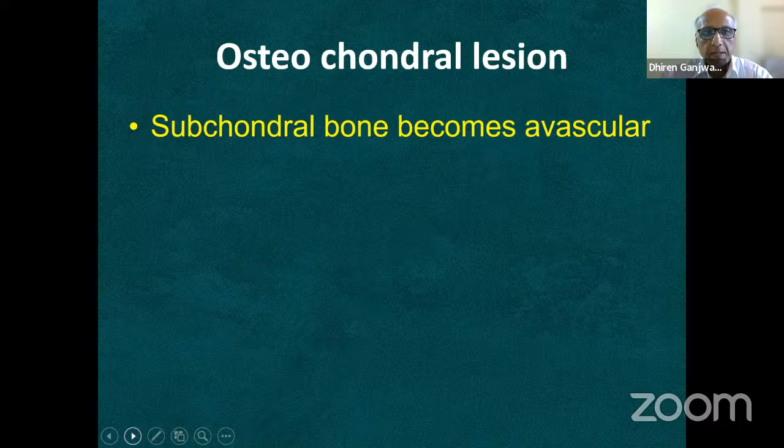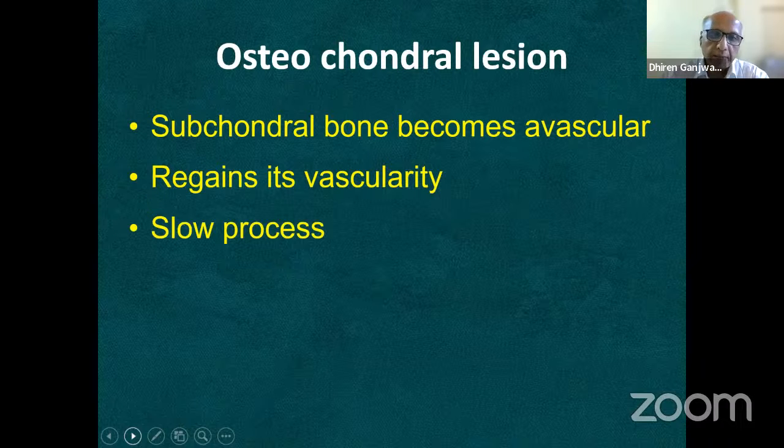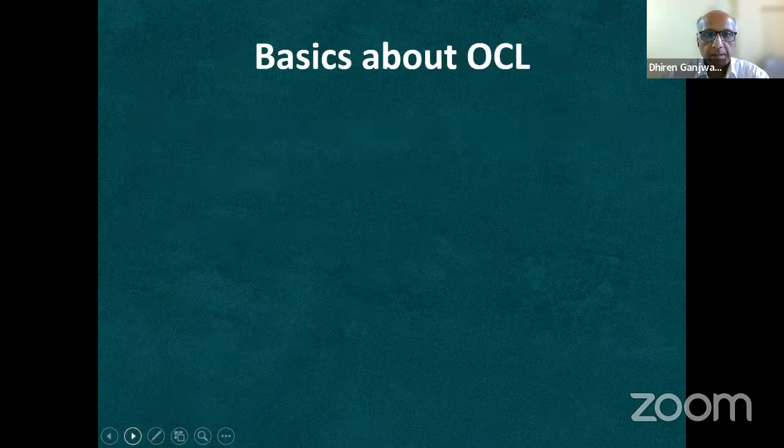The primary pathology is that the subchondral bone, the bone which is underneath the cartilage, becomes avascular. Ultimately, the part which has become avascular regains vascularity. However, that process is slow and sometimes it may not be complete. So that is about the basics. But before that, let us understand the pathophysiology. Let us have a few basics about OCL.